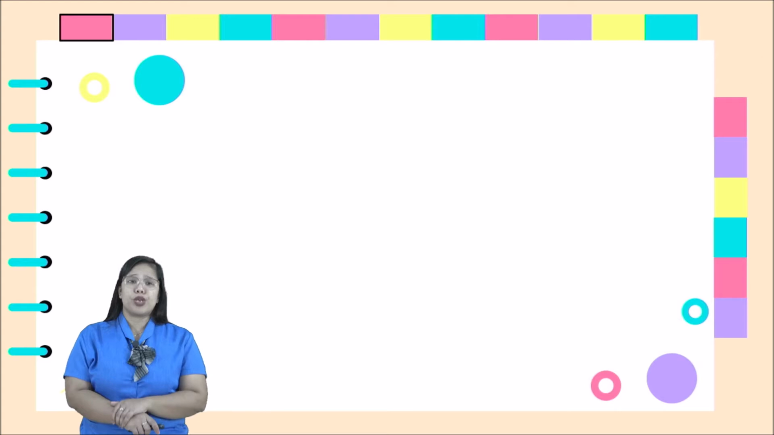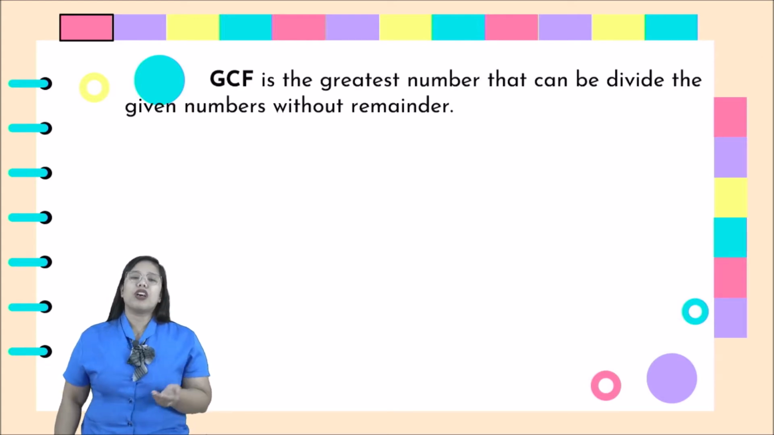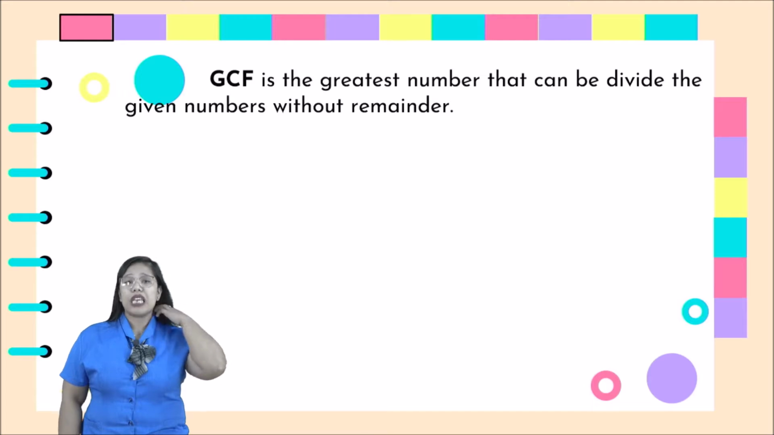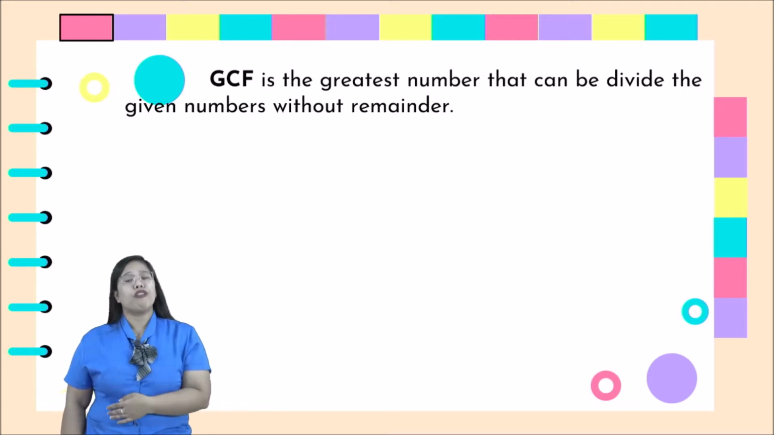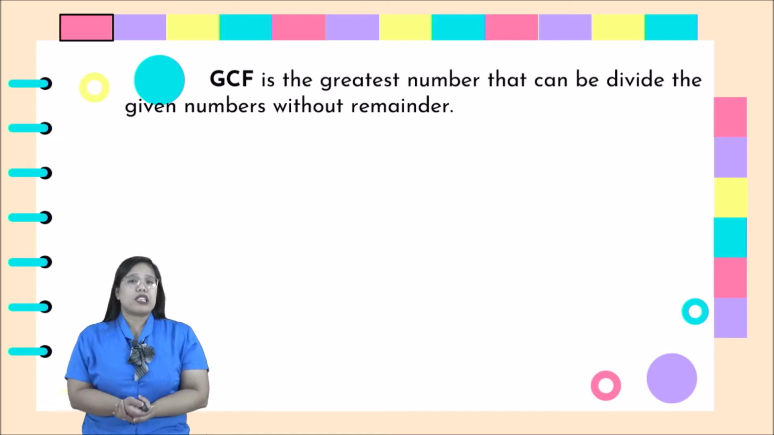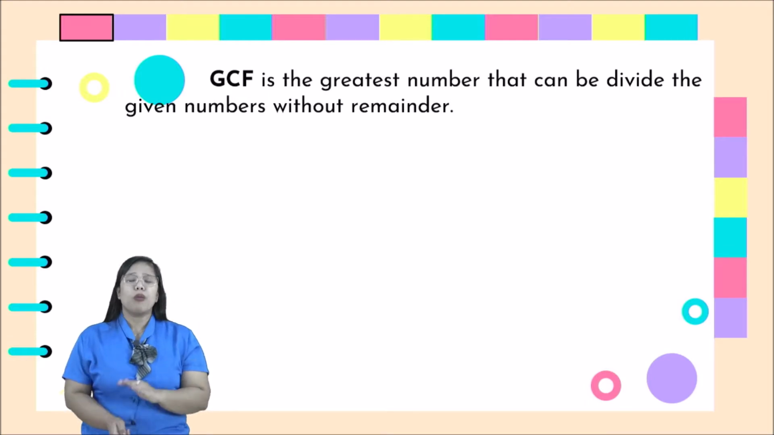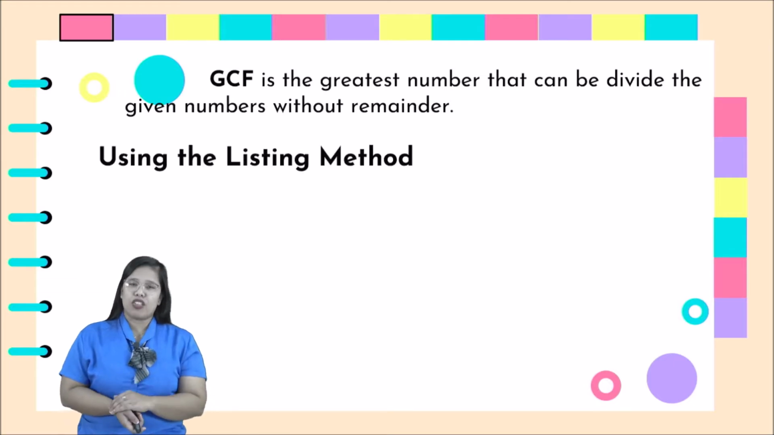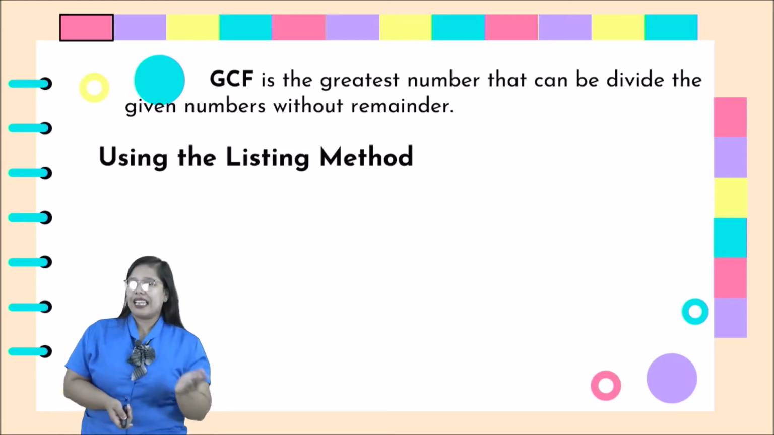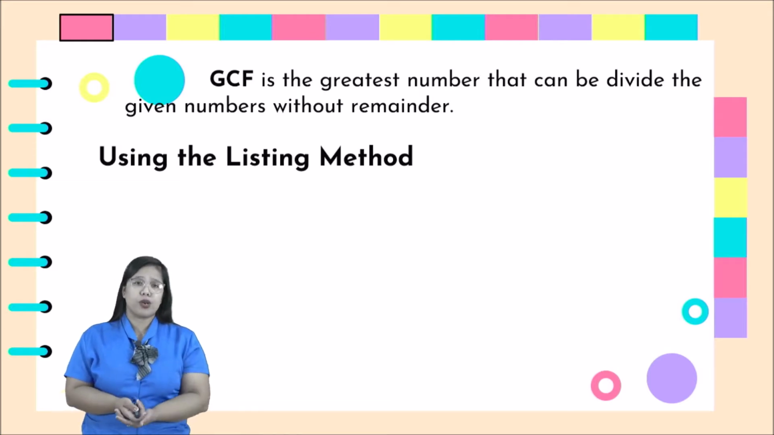Let's tackle first what is GCF. When we are talking about GCF, it means greatest common factor. GCF is the greatest number that can divide the given numbers without remainder. Again, without remainder. We have different methods in finding the GCF of a number. We have the listing method. The other two, we will discuss later. First, we will discuss the listing method.